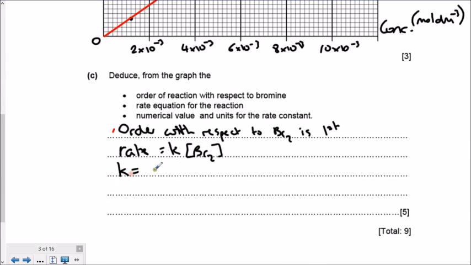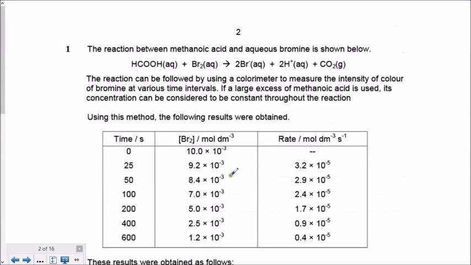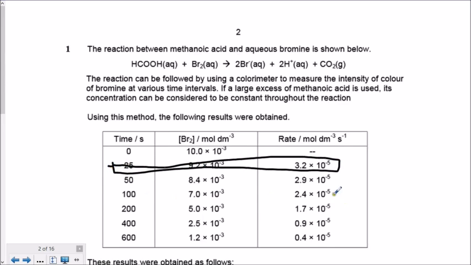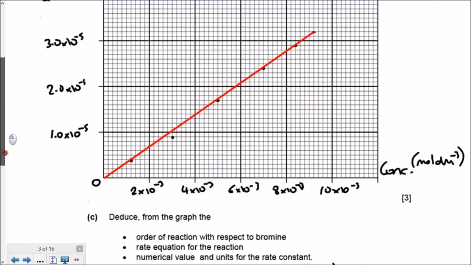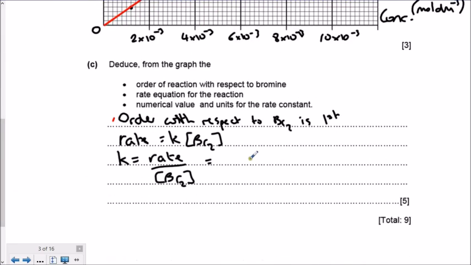Next I'm going to rearrange to get k, and then I'm going to substitute in some data. Look at the data. I'm going to pick the first row. It's got a complete set of data in it. I could use any row out of the table, it would always give me the same result, but I'm just going to use the first one because it's usually the one that's on the mark scheme. And I'm going to substitute those numbers into the rate equation that I've just done.